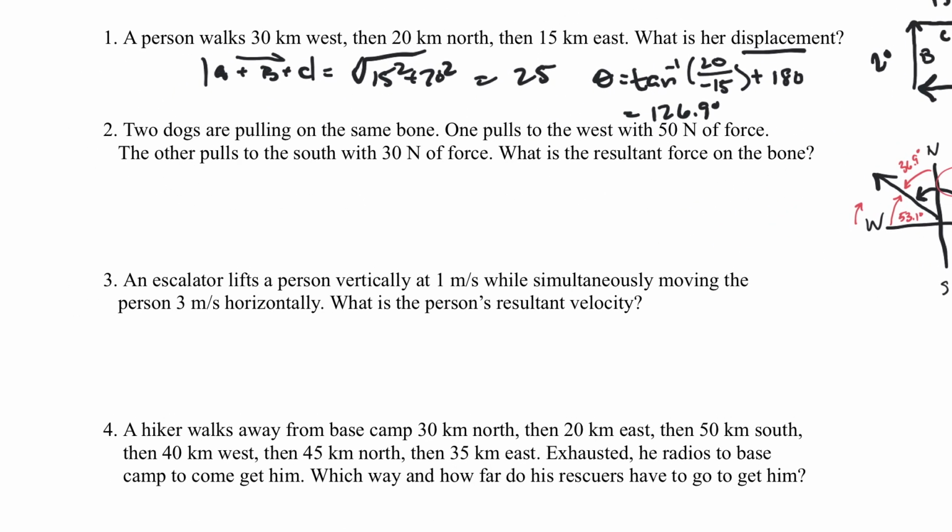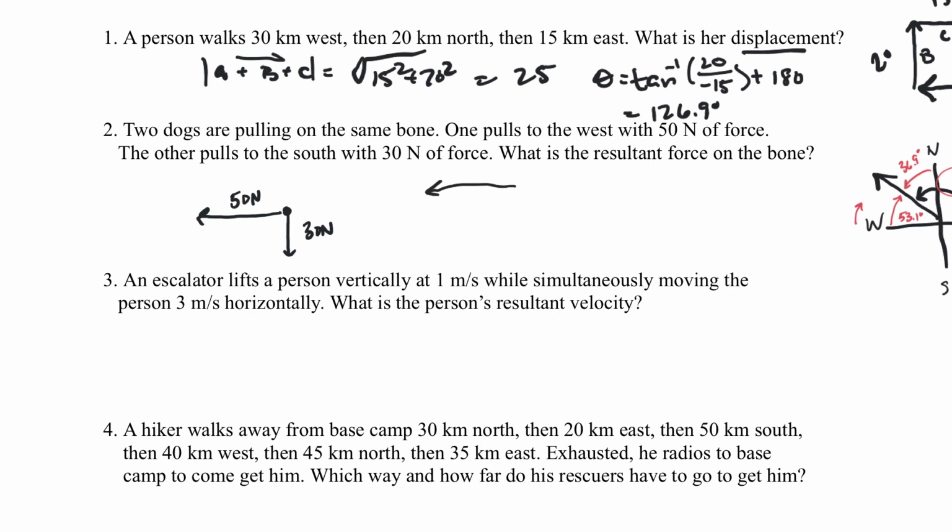Okay, the next question talks about when you have vectors or forces acting on an object. So let's suppose that two dogs are pulling on a bone that's stuck in the ground. One dog is pulling due west with 50 newtons of force. The other dog is pulling directly south with 30 newtons of force. What they want to know is what's the actual force being exerted on the bone itself if we combine these vectors. Remember that when we combine vectors geometrically, we add them tip to tail.